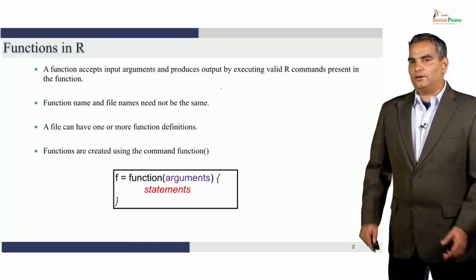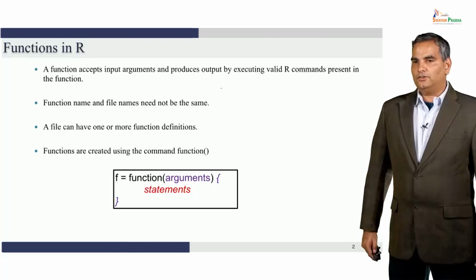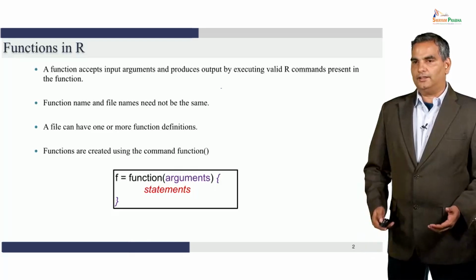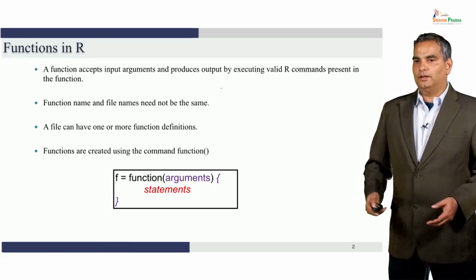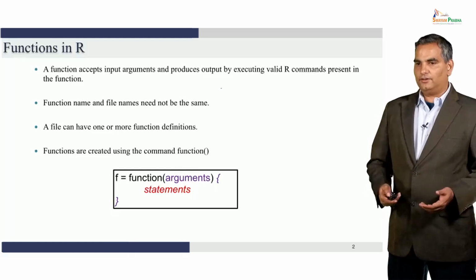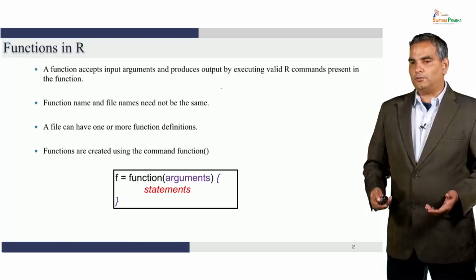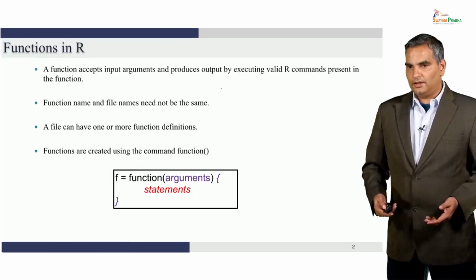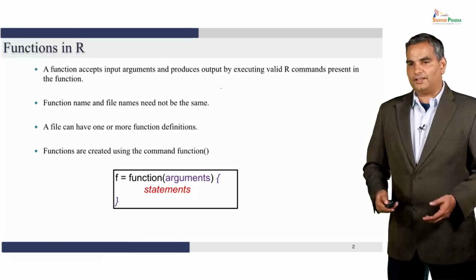Whenever we talk about a function in R, a function is a program which accepts input arguments, manipulates those input arguments using valid R commands, and then gives out an output. So a typical function looks like this. You have f is function. It takes a certain set of arguments, runs these arguments through R statements, and finally comes up with an output which is useful for whatever task that we want to do.